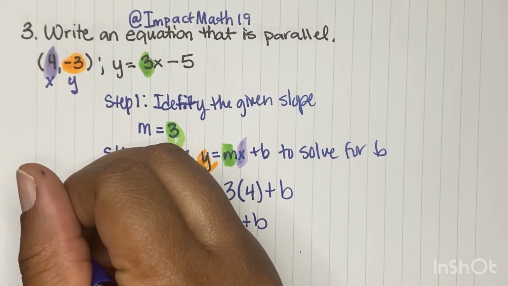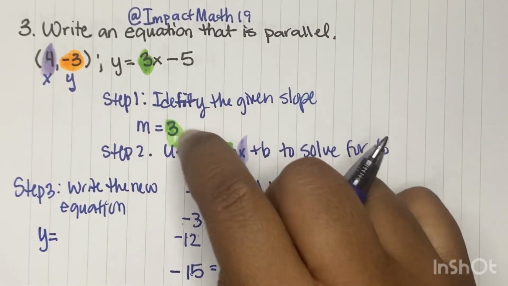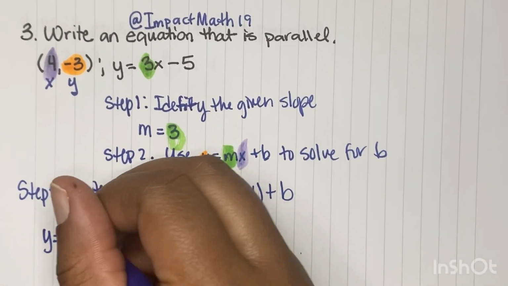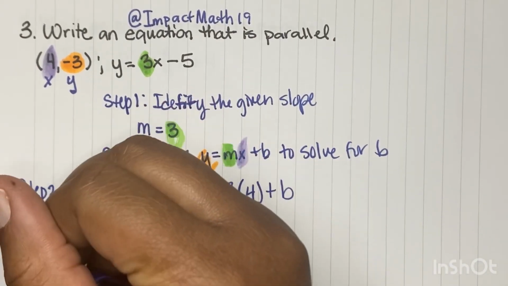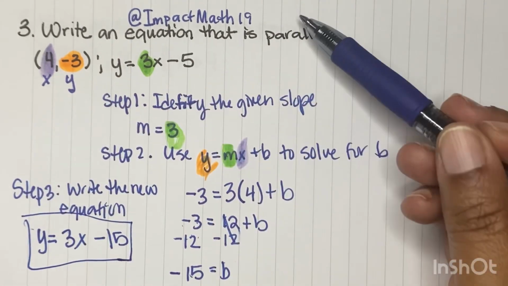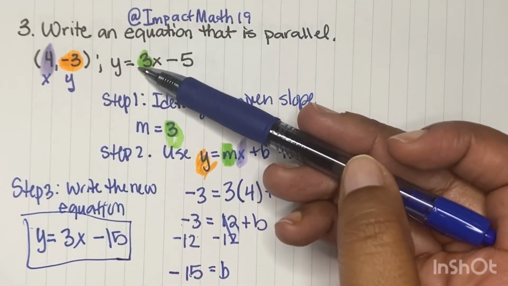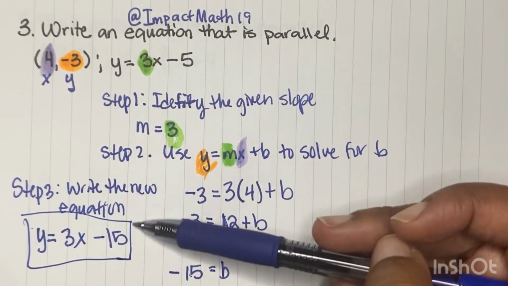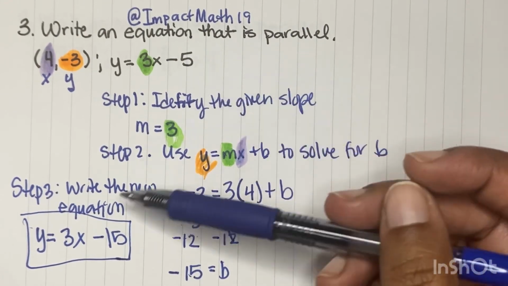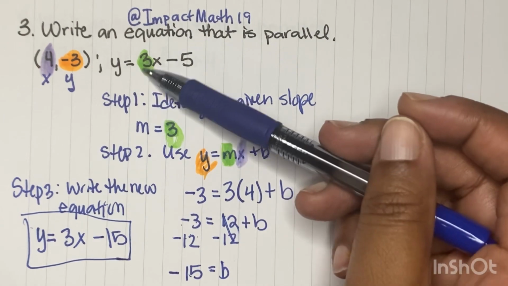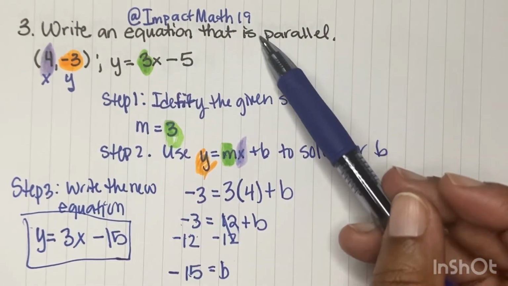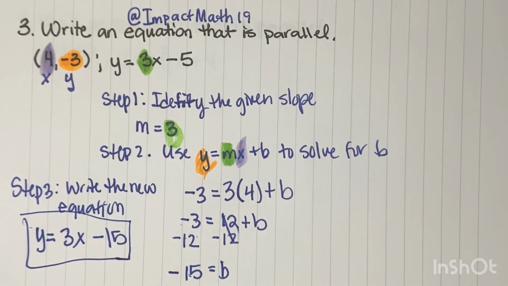So hopefully you got y equals 3x minus 15. You see the only thing that's the same is the slope. The b should never be the same. Well, I shouldn't say never, but it's most likely not going to be the same. But the slope will always be the same if it's parallel, okay?